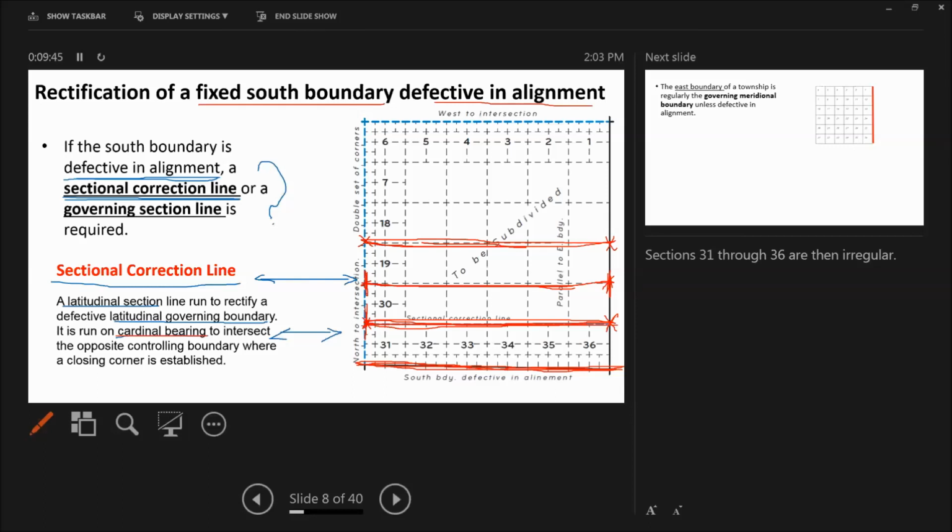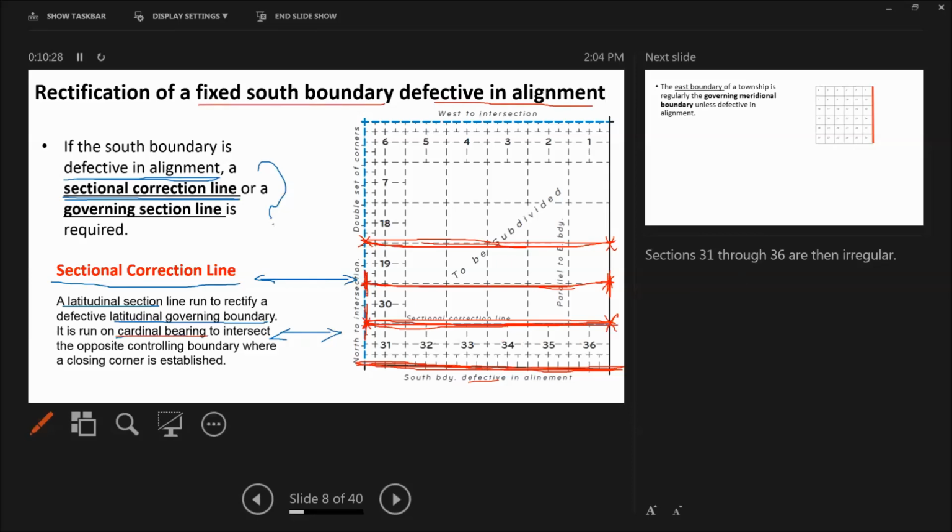Now, that means that sections 31 all the way to 36 are going to also be irregular sections. Remember, sections 1 to 6 are irregular, while 31 to 36 are also going to be irregular in this particular case, not in every case. In most cases, the general plan is these sections, 31 to 36, are regular sections if we have no defective boundaries in alignment. But in this case here, these sections are going to be irregular. And the way we subdivide them is opposite to the way we subdivide sections 1 to 6. But that's out of the course of this class.